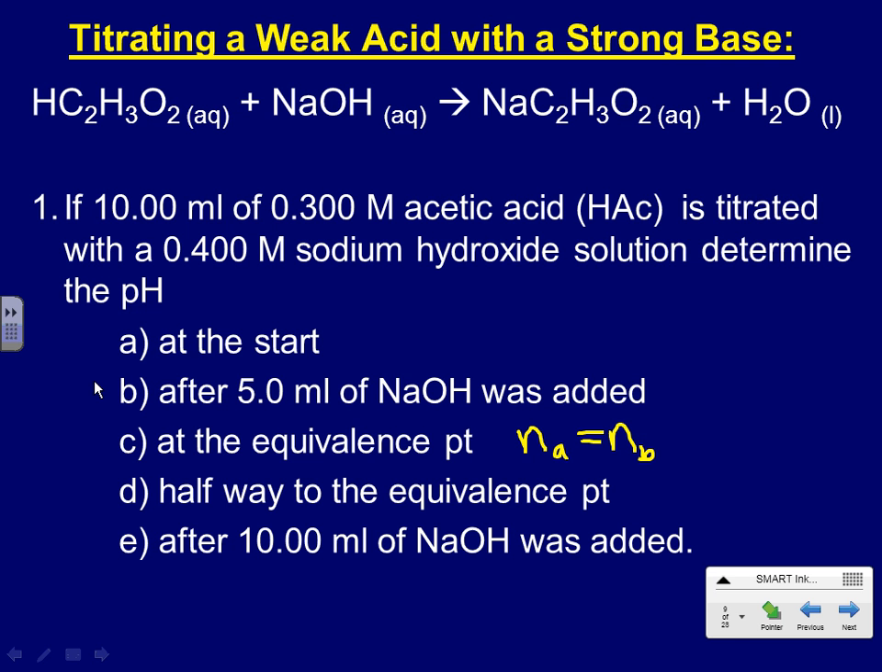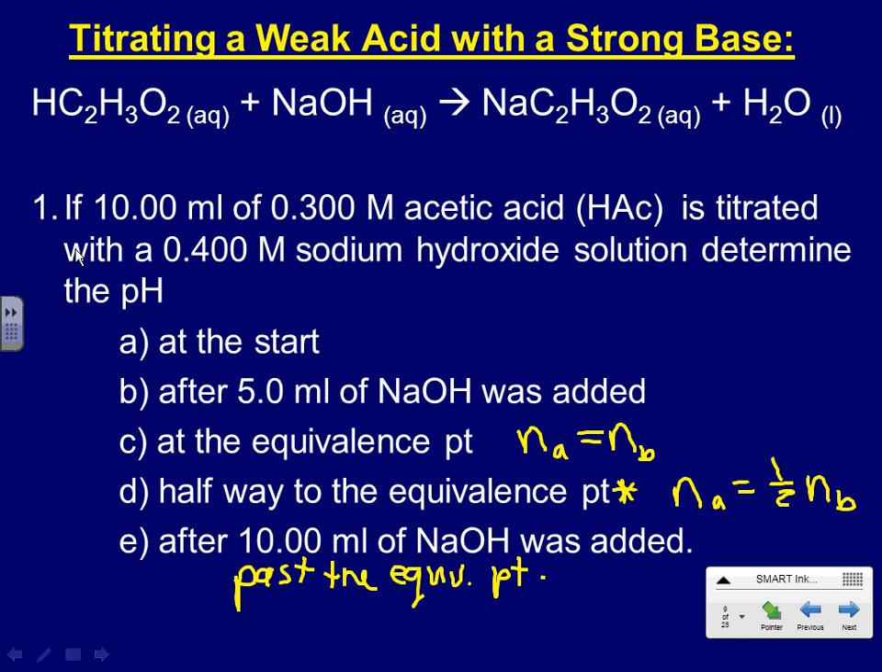Halfway to the equivalence point, and this is a very special spot in a titration, especially for a weak acid and a strong base, the number of moles of acid is reacted with half the number of moles of base. So we're halfway to where it becomes equalized. And then a final example where we've added lots of NaOH and we've gone past the equivalence point. All right? This one here is past the equivalence point. Okay.